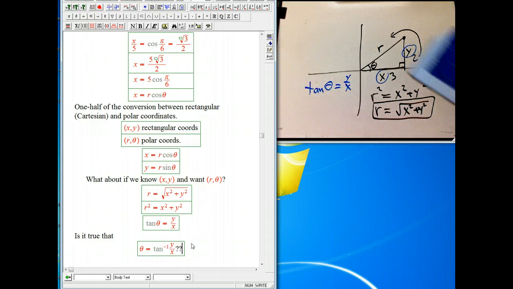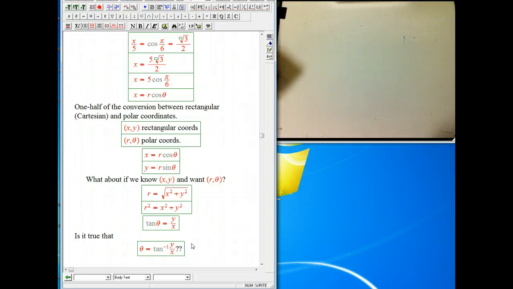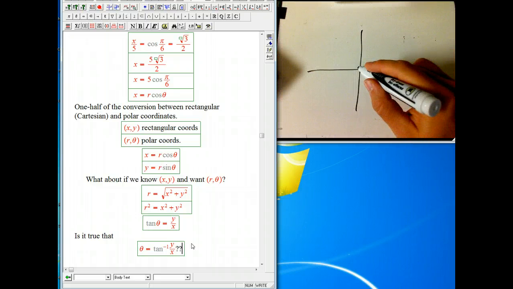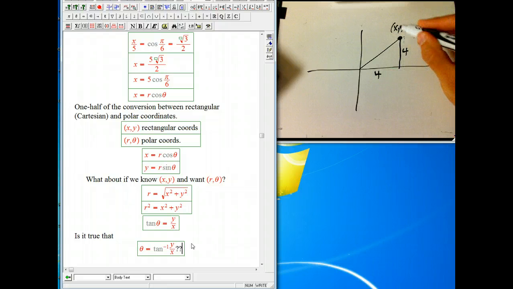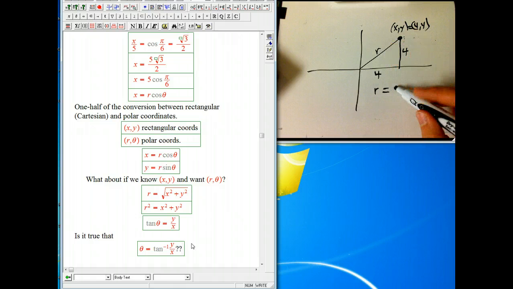Let me give you two examples here. I'm going to erase and restart the picture. Two quick examples. Don't want to make it too long. Let's say we're at a very simple point. Let's say that's 4 and that's 4. So x, y is 4, 4. And so r, let's just do r real quick. R is going to be the square root of 16 plus 16, which, if you simplify it, is 4 root 2. Now, it's definitely true that tan theta is 4 over 4 equals 1.